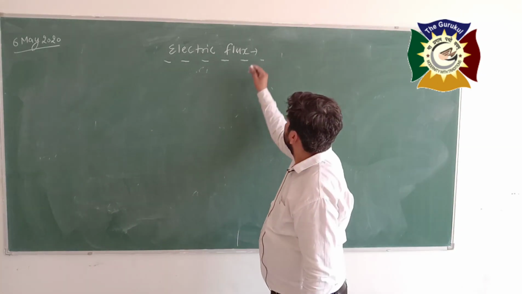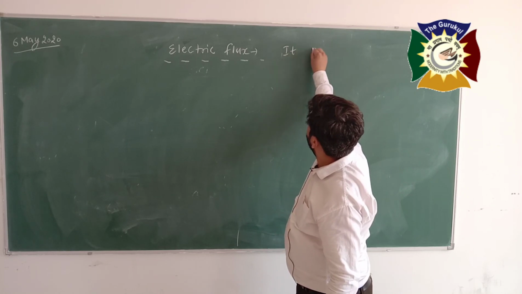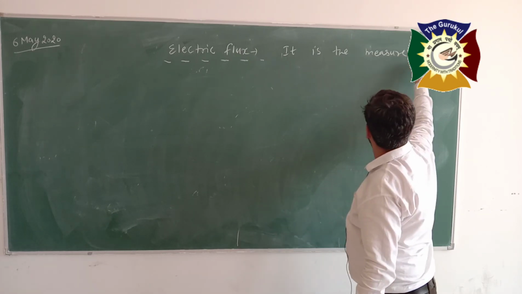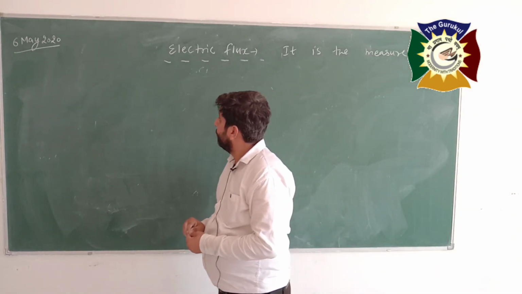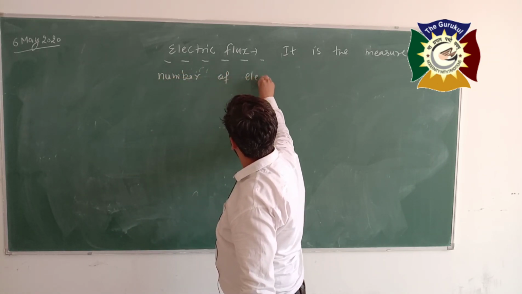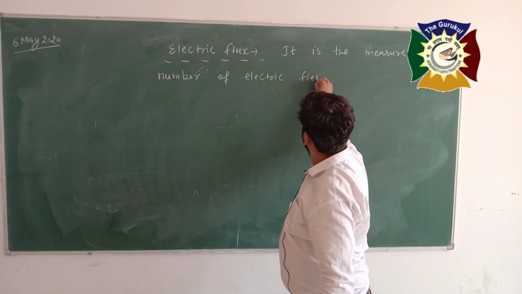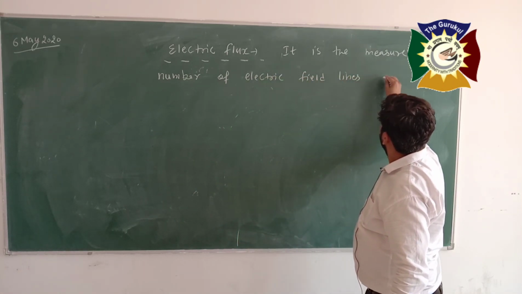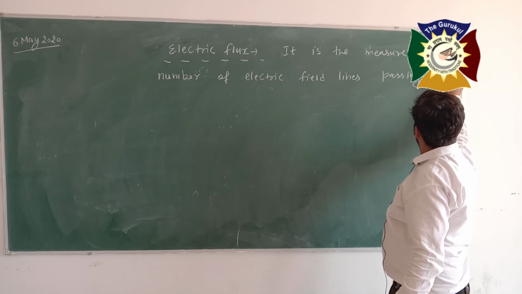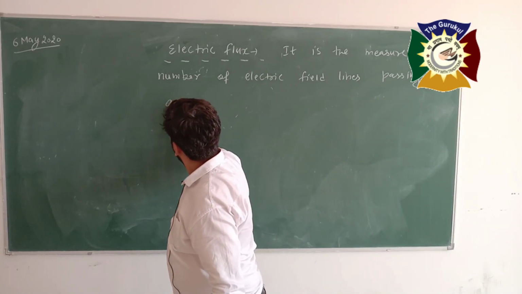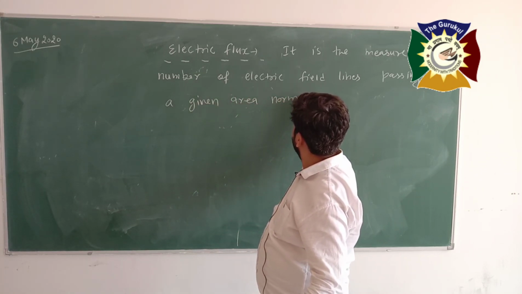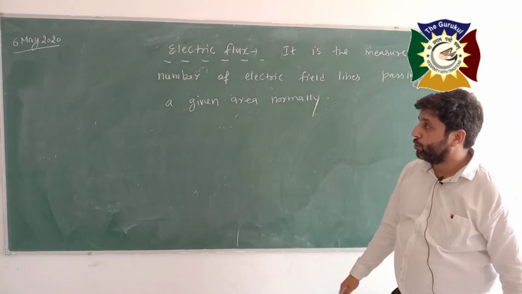Okay, listen, electric flux is the measure of number of electric field lines passing through a given surface, given area, normally. Beta, this is a very important point: normally.